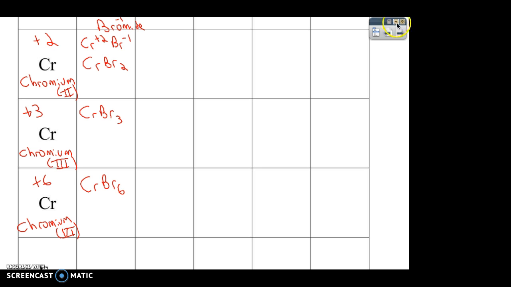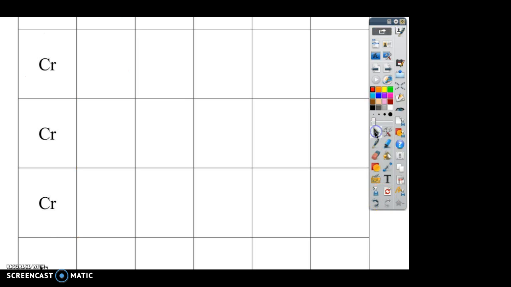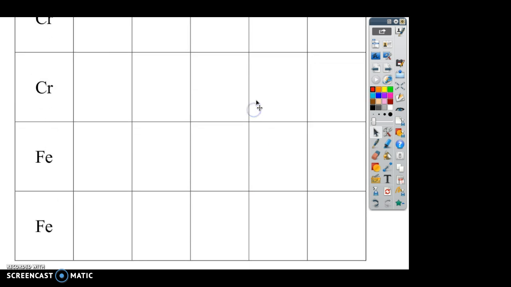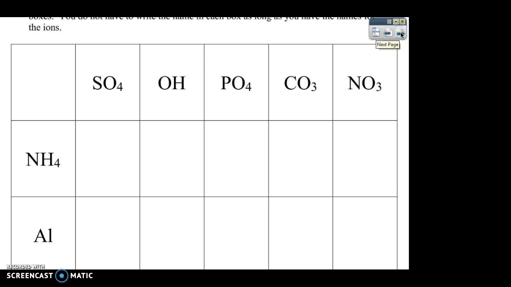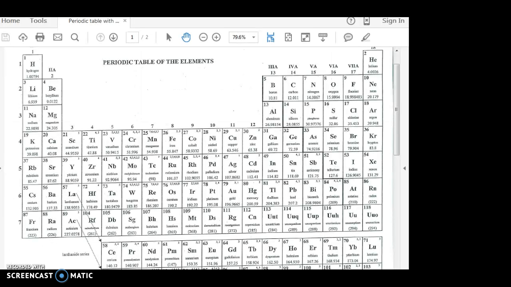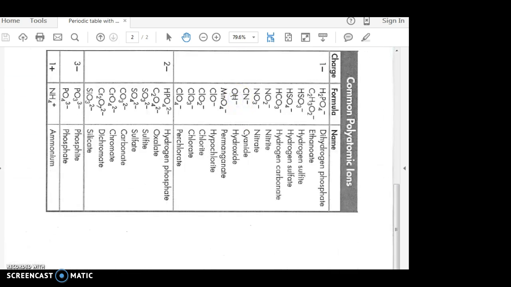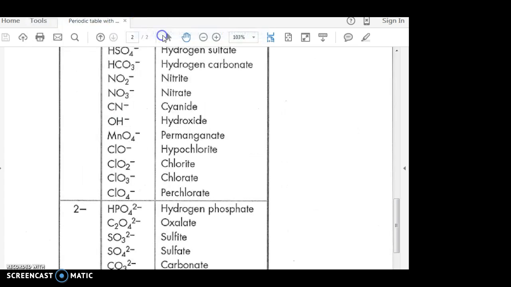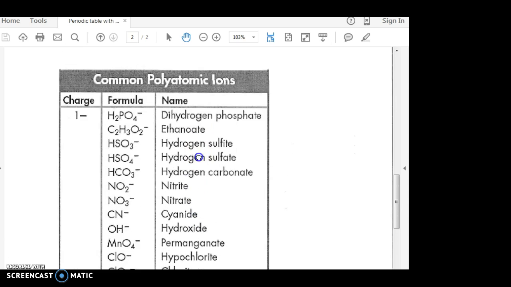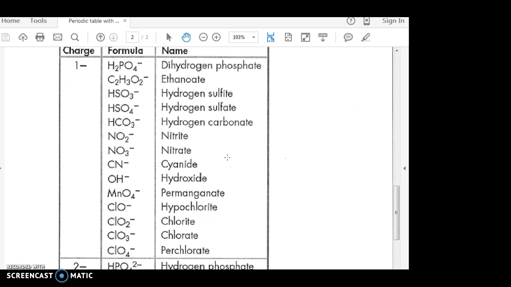I'm going to move on a little bit. I want to look at polyatomic ions. There's also polyatomic ions that are in your reference packet, so you get that on the test. So I'll pull that up real quick to show you what it looks like. All right. So this is one chart, and this is actually a little different than the one you have, but the information is mostly the same. But you have these different polyatomic ions.